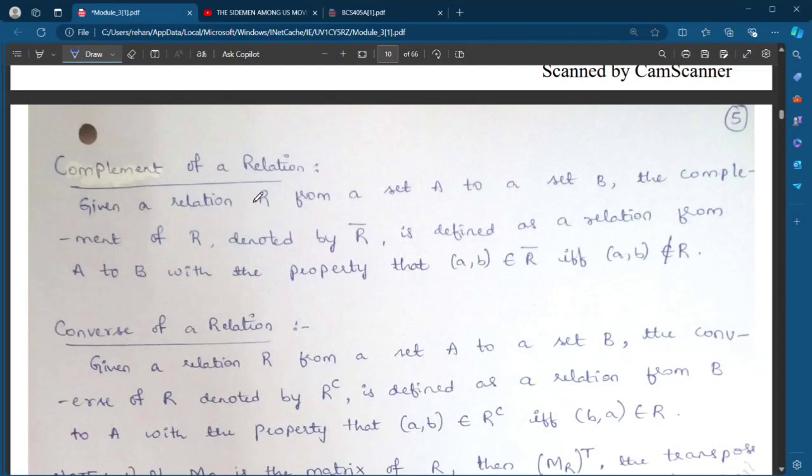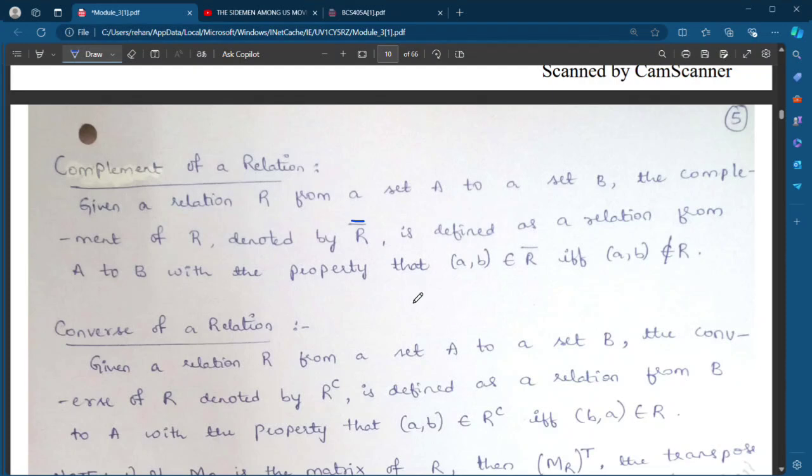Complement of a relation. This is theory. Given a relation R from set A to a set B, the complement of relation R is denoted by R complement, which is defined as a relation from A to B with the property that (a, b) belongs to R complement if and only if (a, b) does not belong to R. Complement is nothing but, all the terms that are there in R won't be there in the complement.